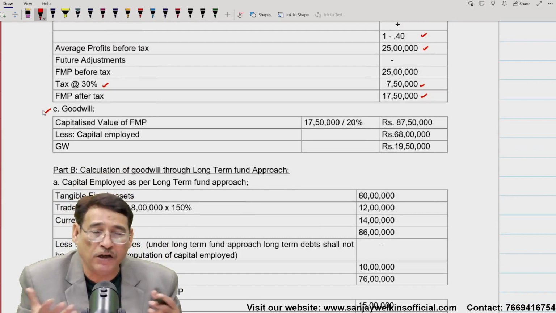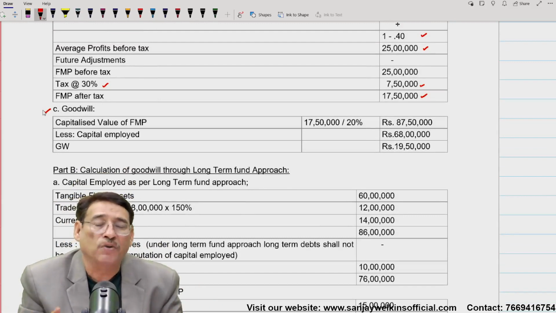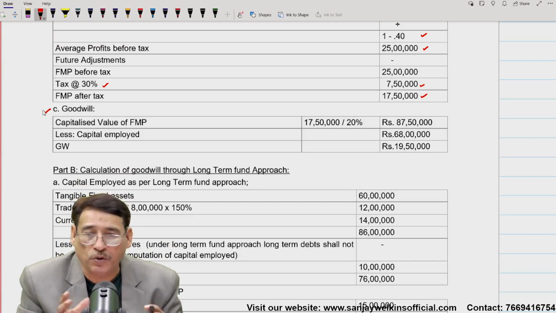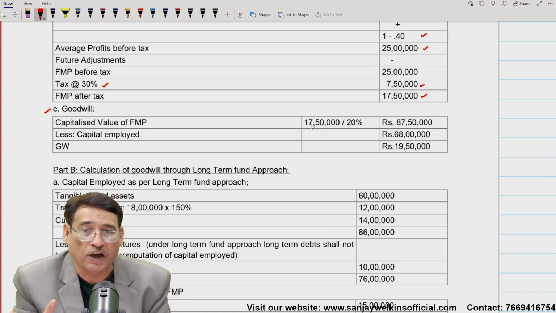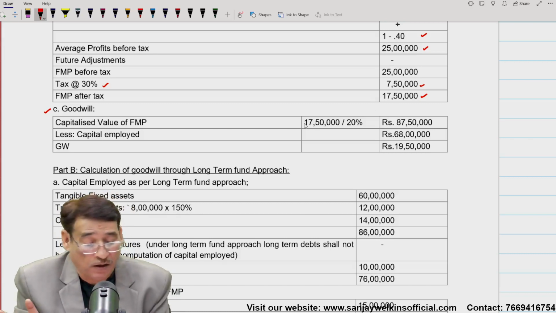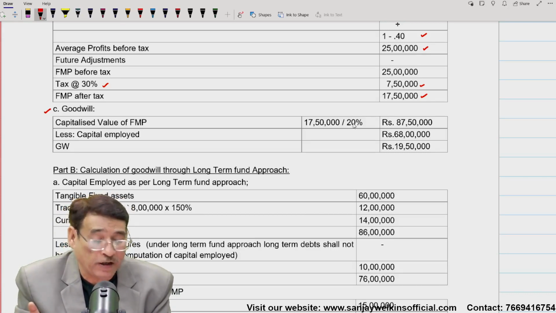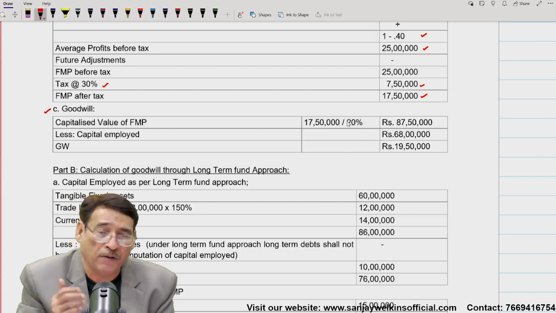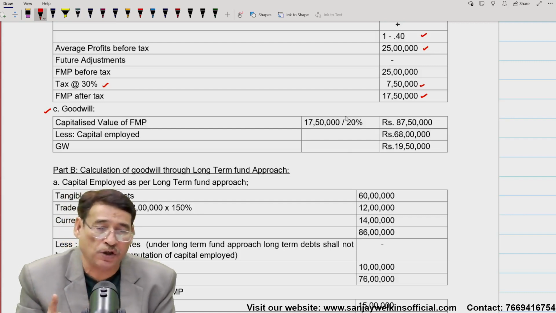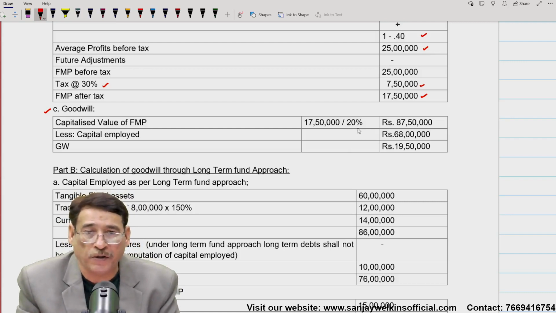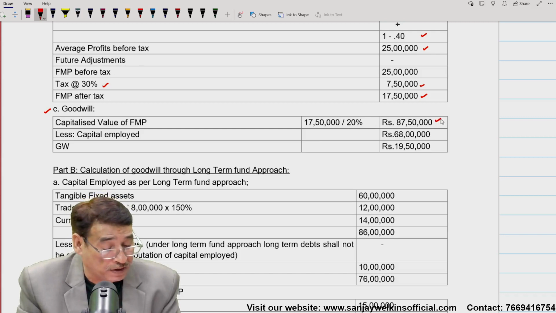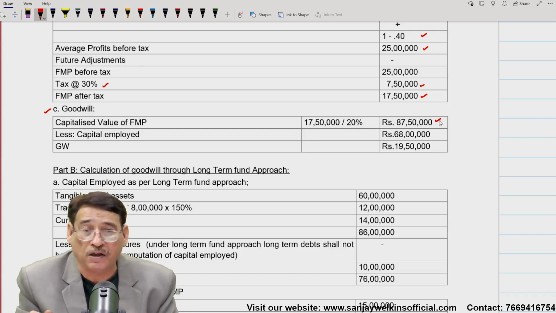Whenever years of purchase is not given, it is always better to use the capitalization method. So first we will compute the capitalized value. As you know, to compute the capitalized value, we take the future maintainable profit and divide it by the normal rate of return. Remember one thing, you are using the shareholders' fund approach, so your normal rate of return will be considered as 20%, and 17 lakh 50,000 divided by 20% will give you 87 lakh 50,000. Is it clear to you?